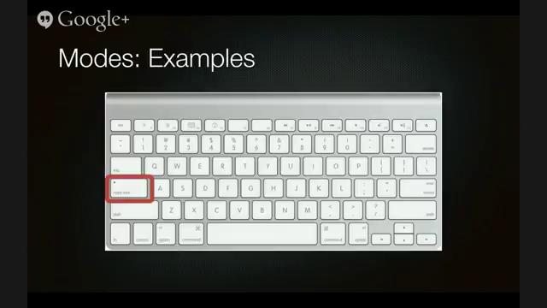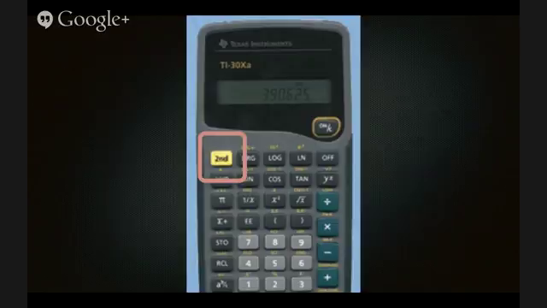The mother of all modalities is the caps lock. So if you have the caps lock down or don't have it down, very different things could happen when you type on the keyboard. Things like the second button on a calculator, where you hit that and then you hit the button that you wanted to actually do the yellow thing above.